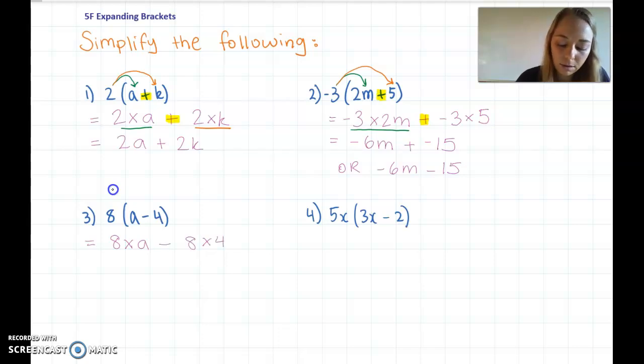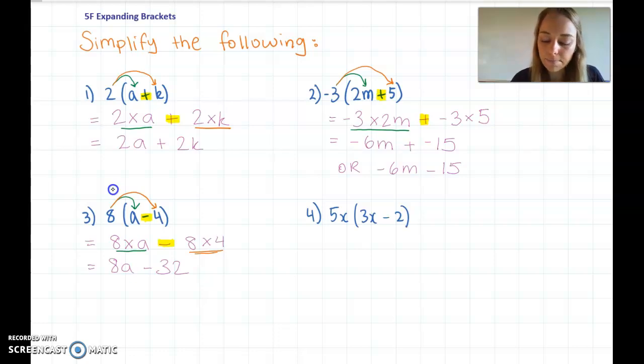All right, this one, I've done 8 times a, which will simplify to 8a. And you'll notice this time I've brought a minus down to the next line. That's because there was a minus in the middle of those brackets. So I have brought that down, and then I multiplied 8 times 4, which will be 32. So my simplified answer is going to be 8 times a is 8a minus 32.